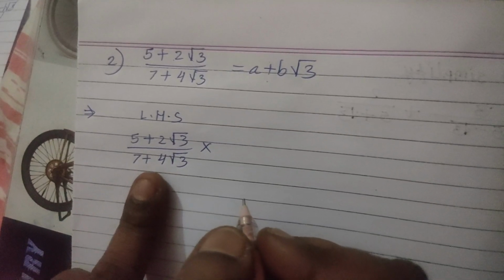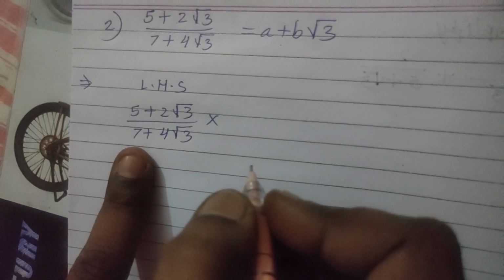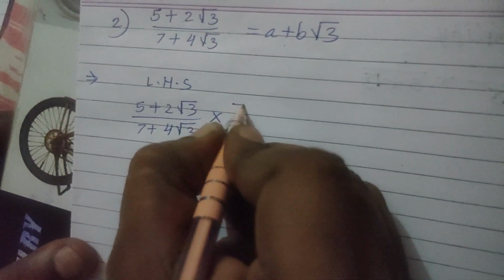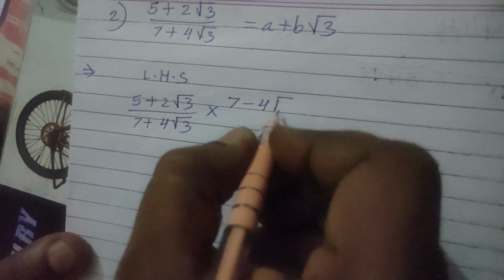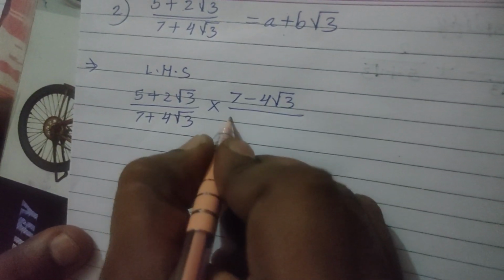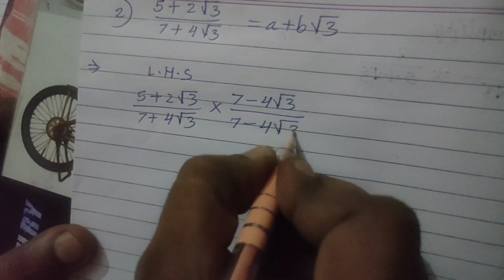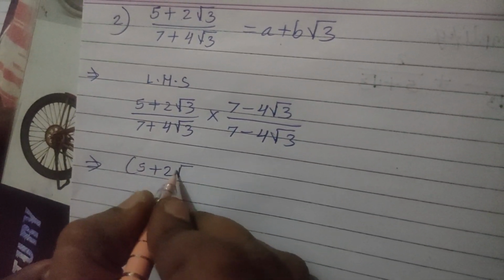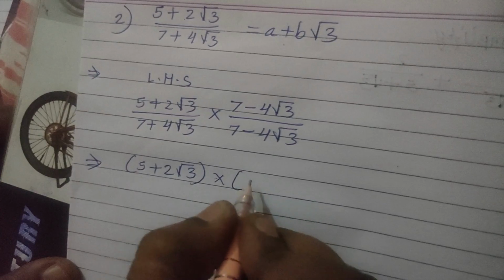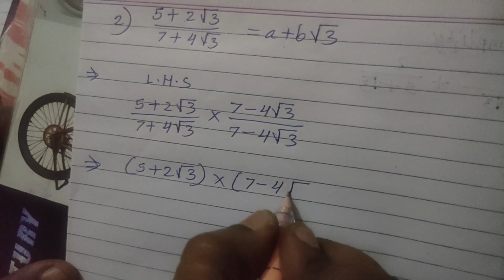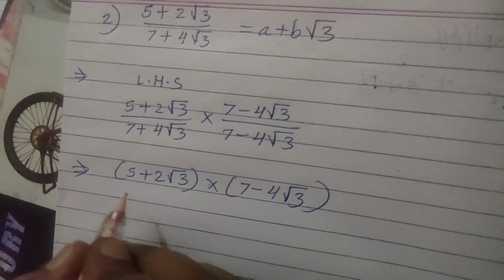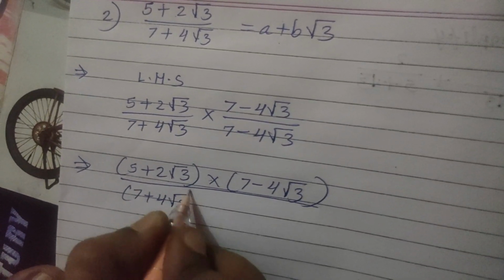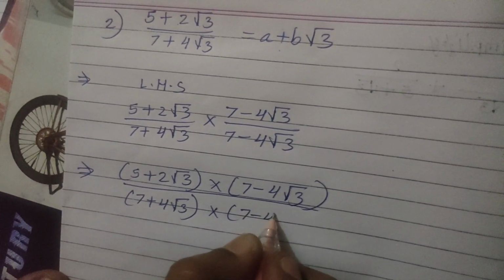Now we have to rationalize the denominator. The rationalizing factor of 7 plus 4 root 3 will be 7 minus 4 root 3. So multiply numerator and denominator with 7 minus 4 root 3. Now the numerator is 5 plus 2 root 3 multiplied with 7 minus 4 root 3. We can't use any identity here. Down below, 7 plus 4 root 3 into 7 minus 4 root 3.